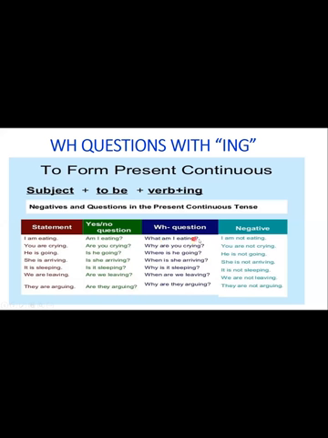Again, the WH question structure is WH word plus the right form or right conjugation of verb be plus the subject plus the verb with ing. What am I eating? Why are you crying? Where is he going? When is she arriving? Why is it sleeping? When are we leaving? Why are they arguing? In the negative, I am not eating, you are not crying, he's not going, she's not arriving, it is not sleeping, we are not leaving, they are not arguing. So in this chart, you have the four possible forms of present continuous in statements, yes, no questions, WH questions, and negatives.